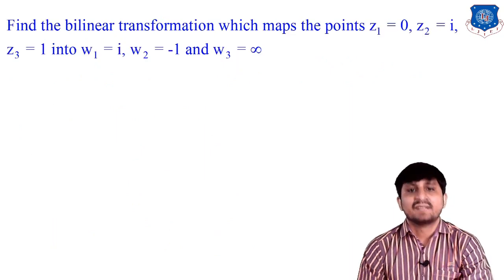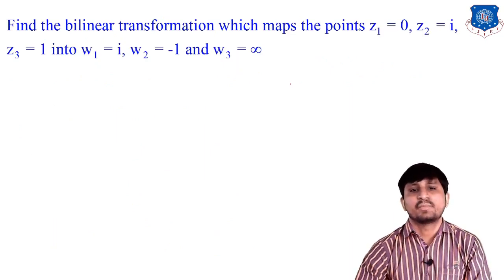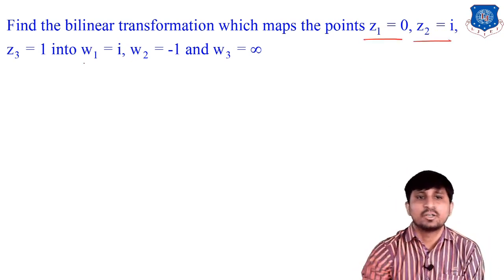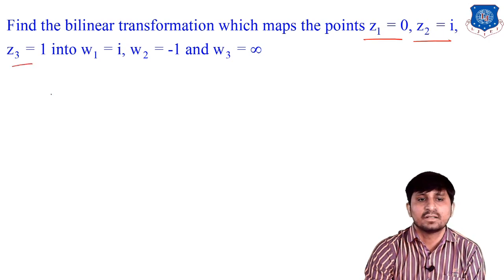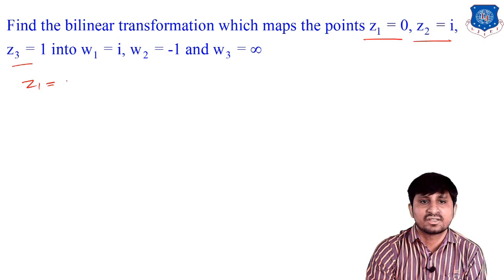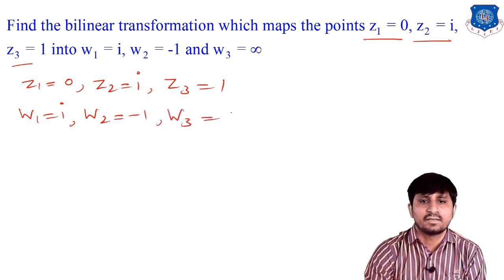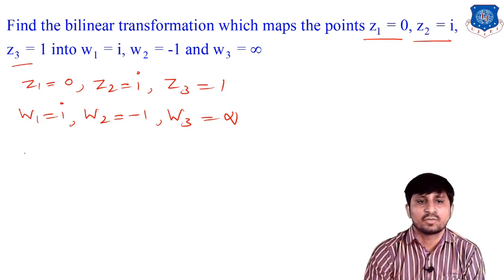So now the next example: find the bilinear transformation which maps the points Z1 is equal to 0, Z2 is equal to I, Z3 is equal to 1. So I put all these values: first of all, write Z1 is 0, Z2 is I, Z3 is 1, W1 is equal to I, W2 is equal to minus 1, and W3 is equal to infinite. So first of all, what is my formula?